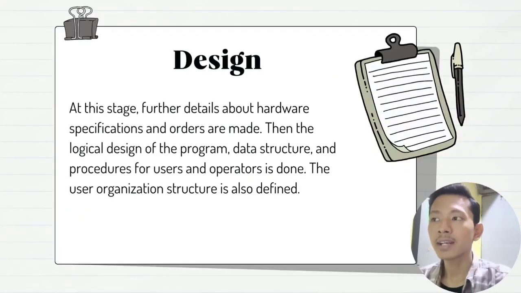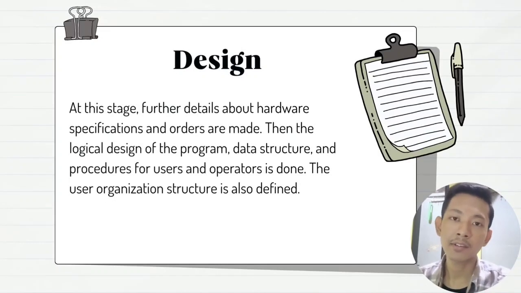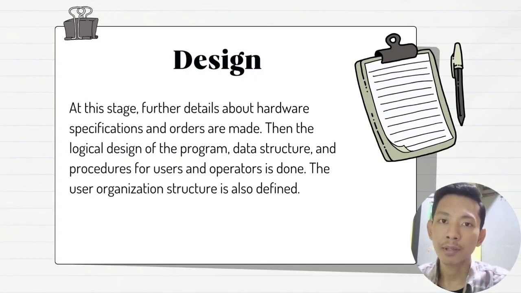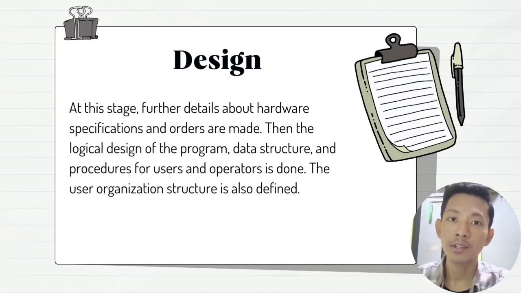Third, we're going to design. At this stage, further details about hardware specifications and orders are made. Then the logical design of the program, data structure and procedure for users and operator is done. The user organization structure is also defined.